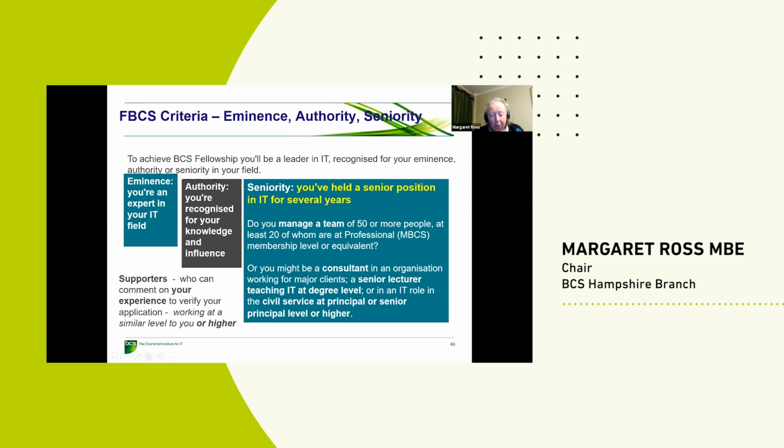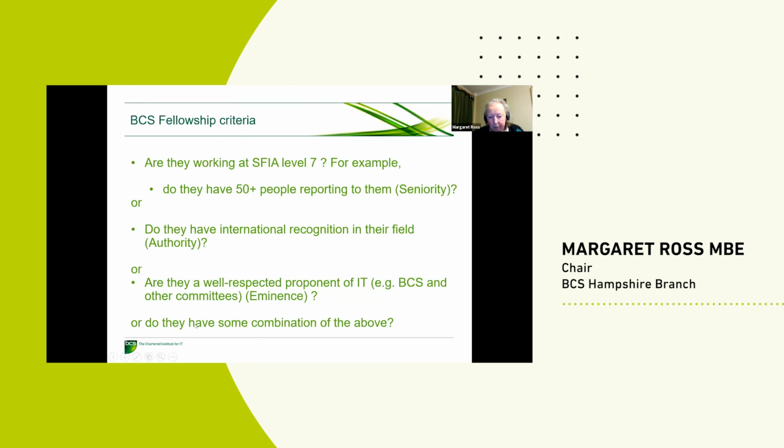Again, preferably not working for you. So at the same level, or better still, higher. The same thing as when you're looking for your supporters for all the other levels. So recapping on the fellowship, are you at level 7? What about the number of people? Seniority? Or what about authority? Or what about eminence? Or do they have a combination of all of them? So again, there are lots of possibilities.